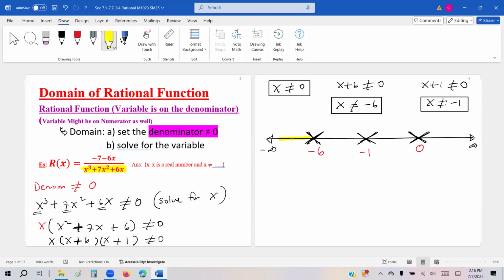So can you plug in anything from -infinity to -6? So the domain in interval notation is -infinity to -6. And we are going to have parentheses because we cannot use -6. Parentheses means we can't use the number next to the parentheses.